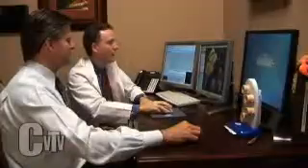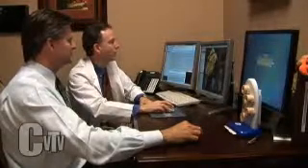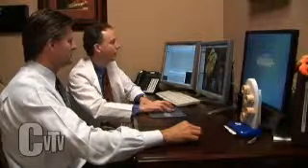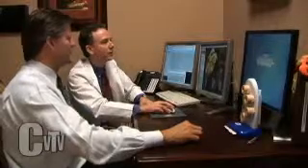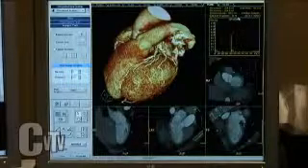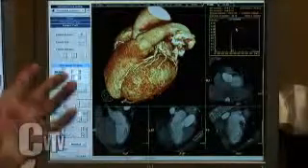Absolutely amazing. We also can calculate all the sizes of the heart, the dimensions of the heart. We can calculate how much blood the heart pumps per beat and per minute. We can calculate how much the heart weighs. We can calculate the efficiency of the heart, the size of the volume of the heart, and also the weight of the heart. We do all that in 10 seconds.